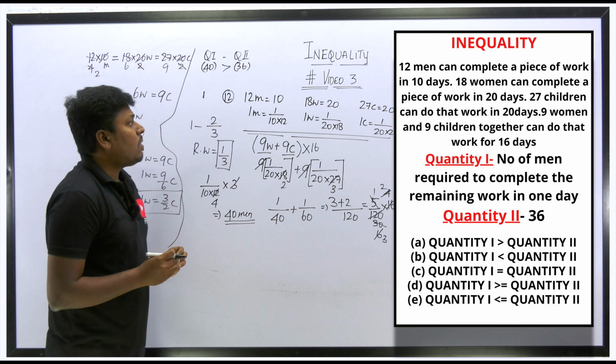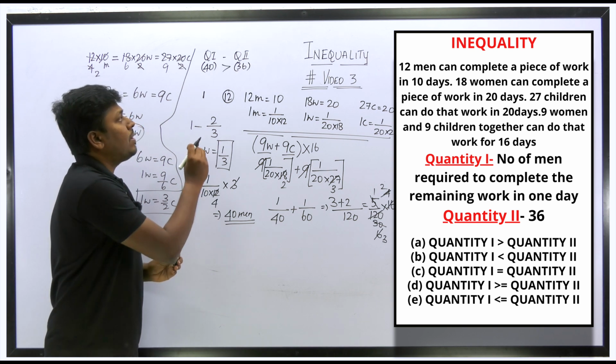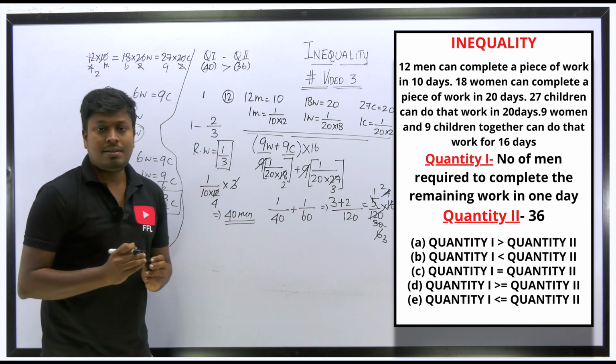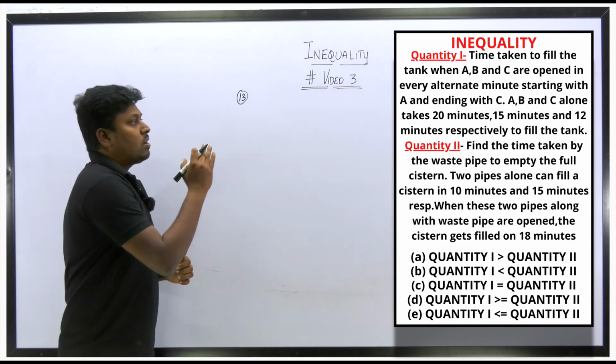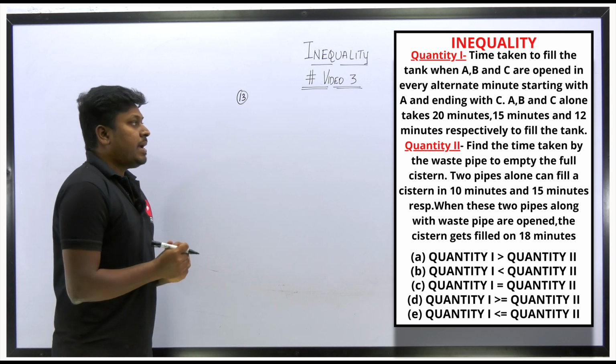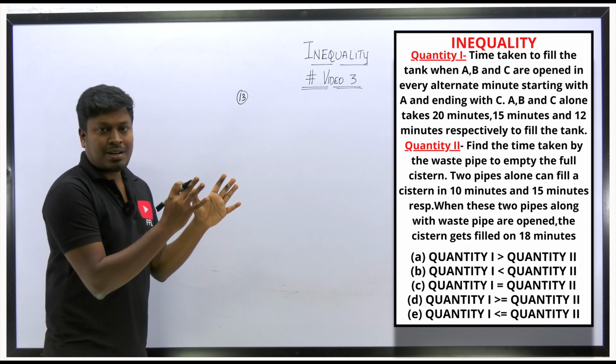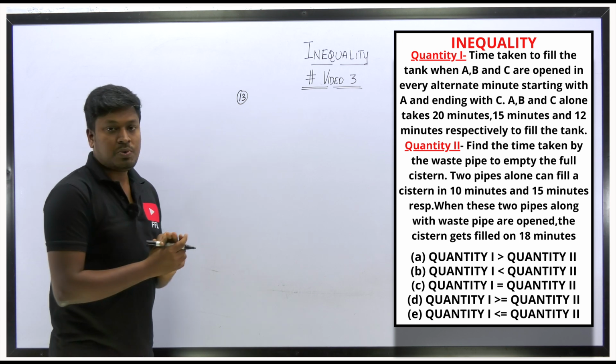So that's it friends, for question number 12, where the quantity 1 answer is 40, quantity 2 answer is 36. So we can say that quantity 1 will be greater than quantity 2. Question number 13. I think the initial passage was not given, directly quantity 1 and quantity 2 have been given.